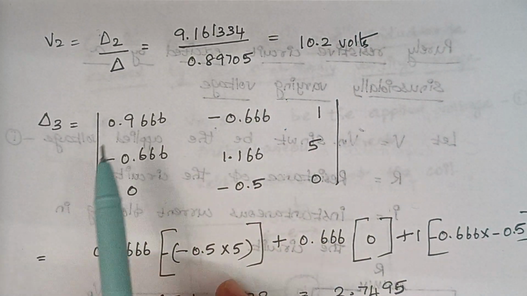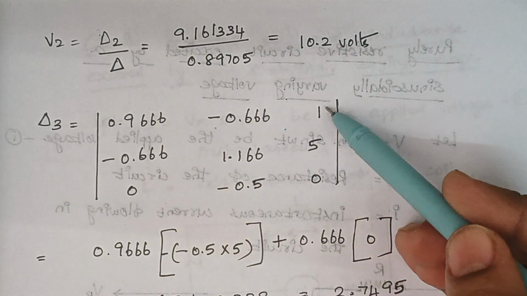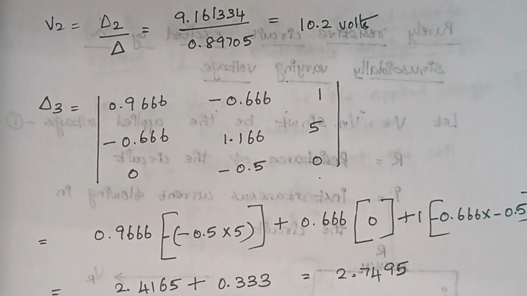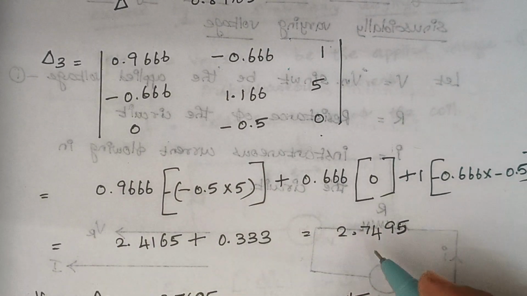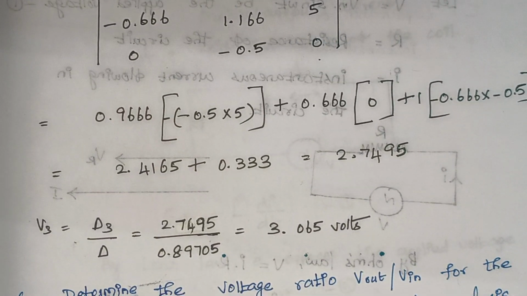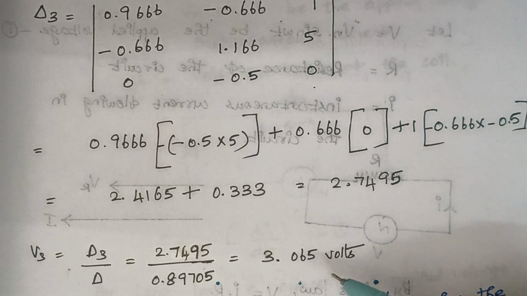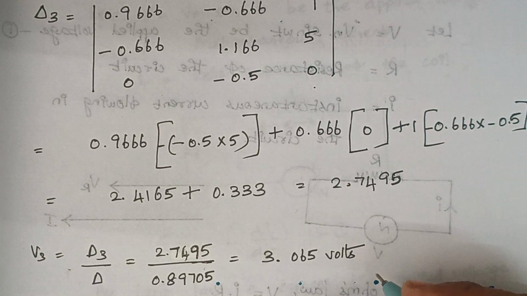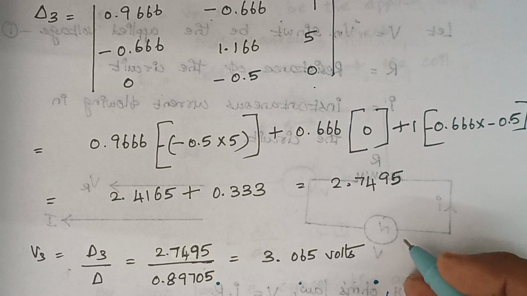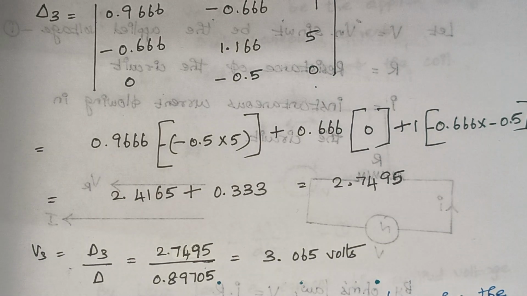Again, when you proceed to del 3, you have to replace the third column by the respective current sources. And the value of del 3 is 2.7495. And again V3 is del 3 by del. So that gives the value of 3.065 volts. Right. So here comes the end of our fifth problem. We will proceed with our sixth problem.